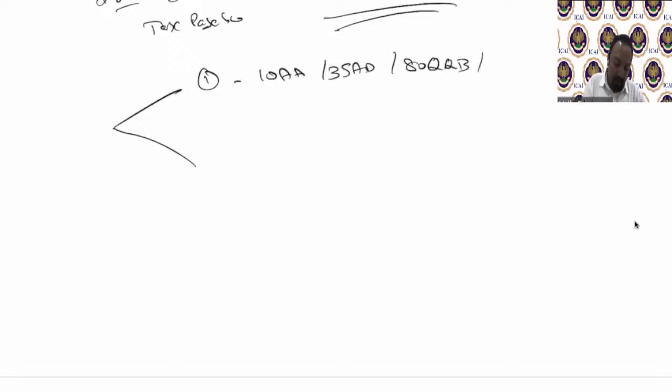80QQB, 80RRB, 80JJAA. If no, then there is no 115JC. I'll just specify the concept itself. There is no alternate minimum tax. Okay, there is no alternate minimum tax. Now the second one is the total income. The total income is less than or equal to 20 lakhs.